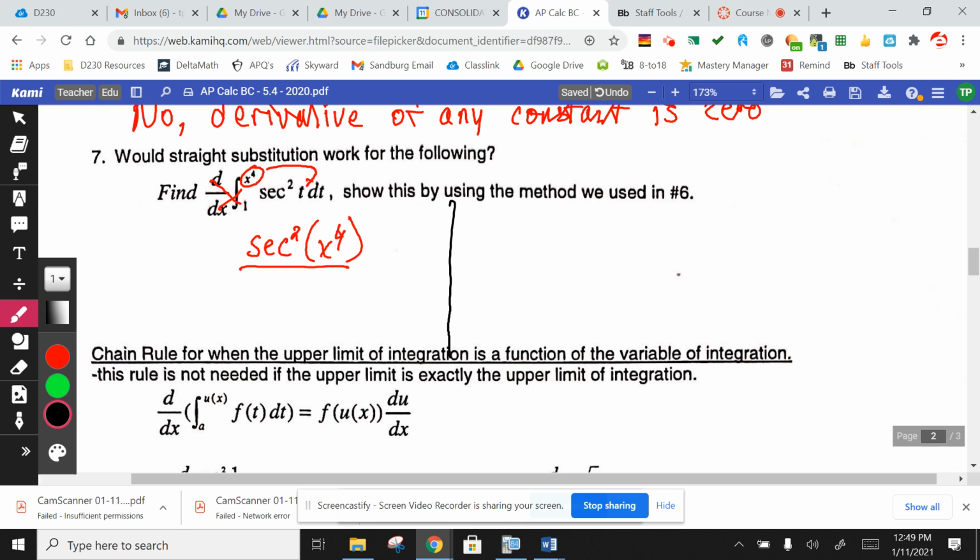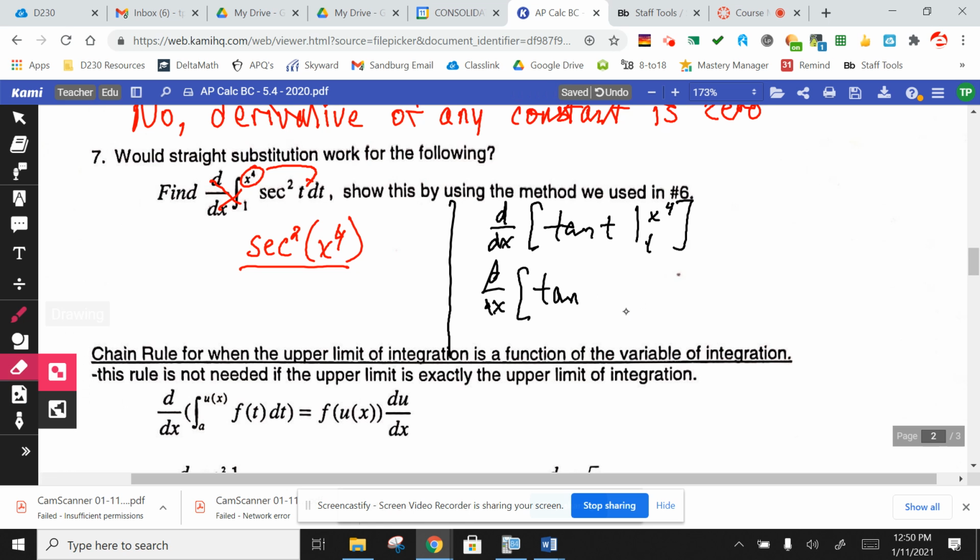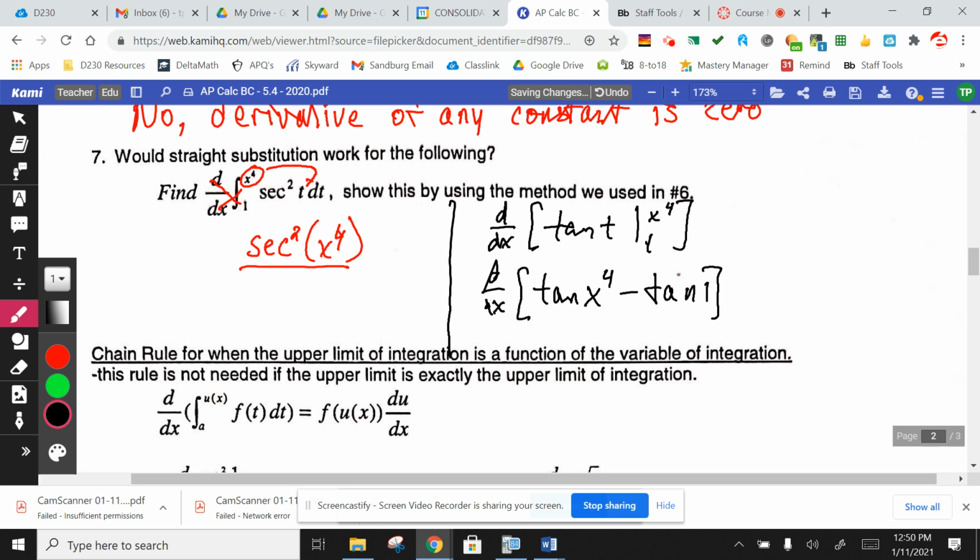Hopefully for the last time, we'll do this the long way. The first thing you're going to do, we're going to take the derivative, and then I want you to do the antiderivative of secant squared, so that's a tangent, of t from 1 to x to the 4th. Keep your derivative notation here, we still want that. Plug in the upper limit. Oops, I messed that up, don't copy that. So tangent of x to the 4th minus the tangent of 1. And then we're done on the inside. There's nothing else we could do with this.